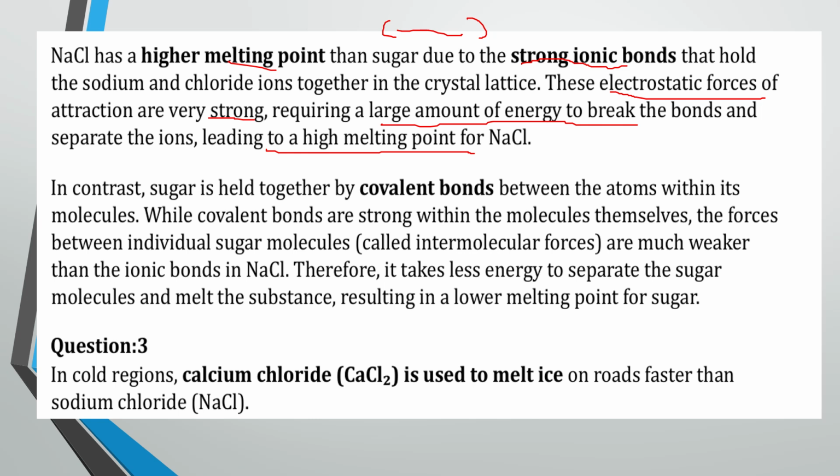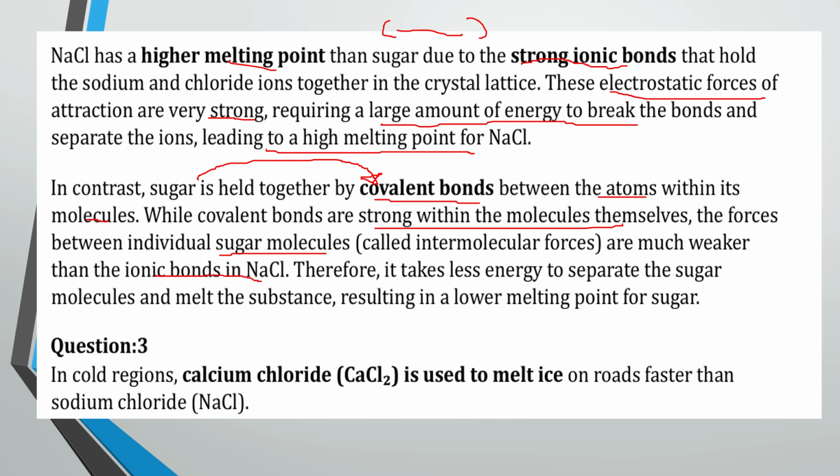In contrast, we have analyzed that sugar is a covalent compound, so it's going to be joined by covalent bonds, and covalent bonds are the weakest bonds in chemical compounds. So sugar, being a covalent compound, is going to be held together by covalent bonds between the atoms within its molecules. While these covalent bonds are strong within the molecules themselves, the forces between these individual sugar molecules are going to be much weaker as compared to the ionic bonds that are present in sodium chloride.